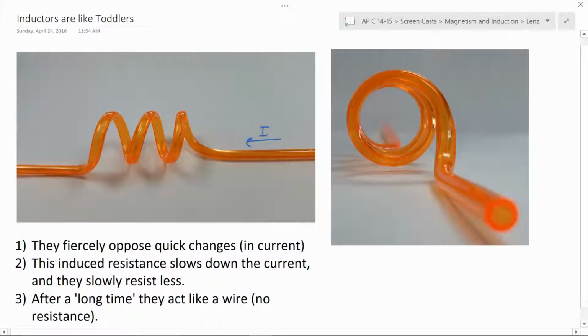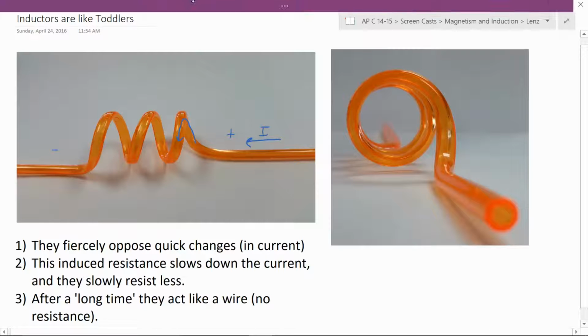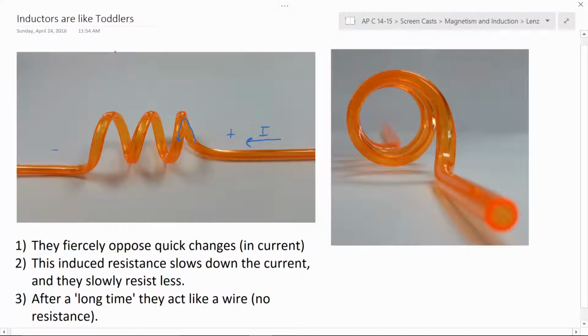They're kind of like toddlers in that if you try to change something really quickly, they do not like it. And it doesn't matter whether they were already doing it or they were doing nothing and then you try to do something, they get really, really mad. They basically throw a tantrum. So there's clearly a positive potential here, negative potential here, causing current to go to the left. Now, as that goes around this loop, if you were to use your right hand rule and curl your fingers, you would get a magnetic field that's now going to the right.